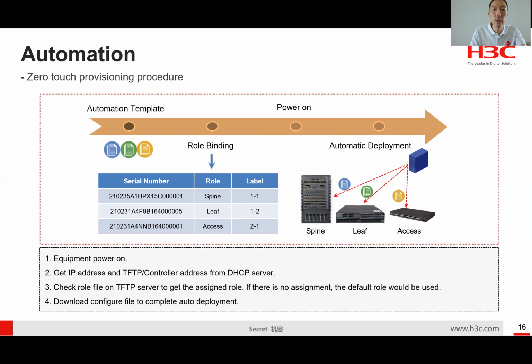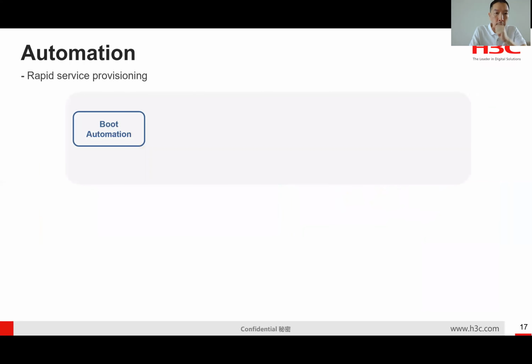And then the spine switches, leaf switches, and access switches, we can get the IP through the DHCP server inside the controller. And then afterwards, all the automation will be done. And here, what we're talking about is the rapid service provisioning, when we offer the service.